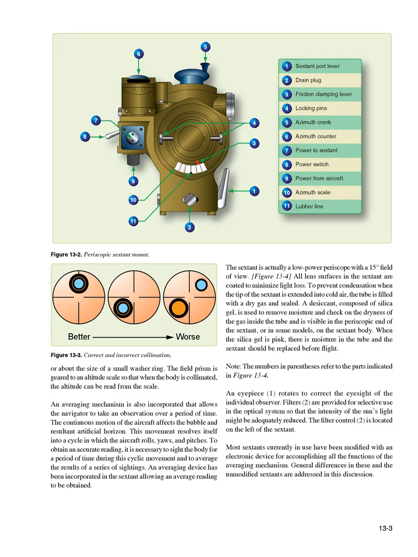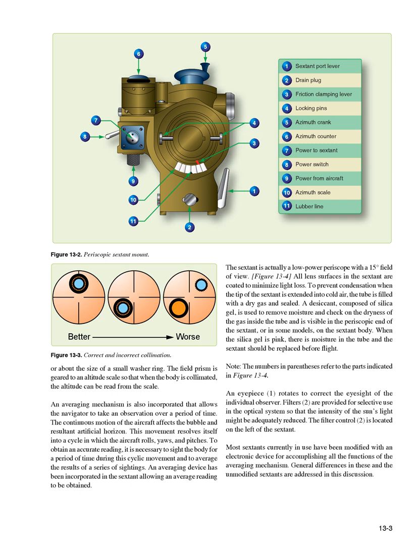The field prism is geared to an altitude scale so that when the body is collimated, the altitude can be read from the scale. An averaging mechanism is also incorporated that allows the navigator to take an observation over a period of time. The continuous motion of the aircraft affects the bubble and results in an unsteady artificial horizon. This movement resolves itself into a cycle in which the aircraft rolls, yaws, and pitches. To obtain an accurate reading, it is necessary to sight the body for a period of time during this cyclic movement and to average the results of a series of sightings. An averaging device has been incorporated in the sextant, allowing an average reading to be obtained.